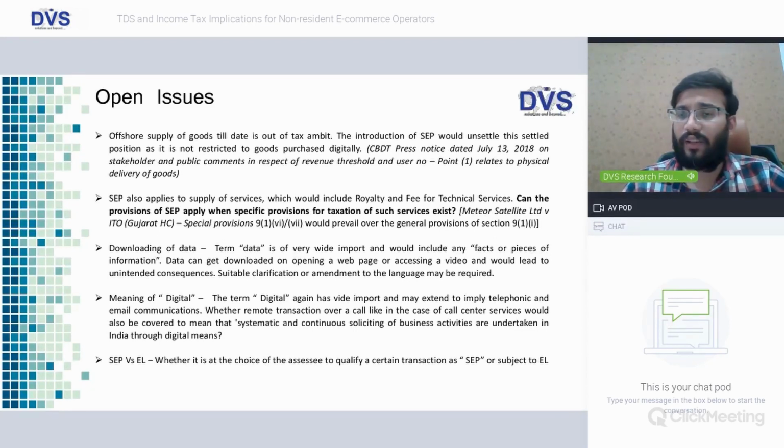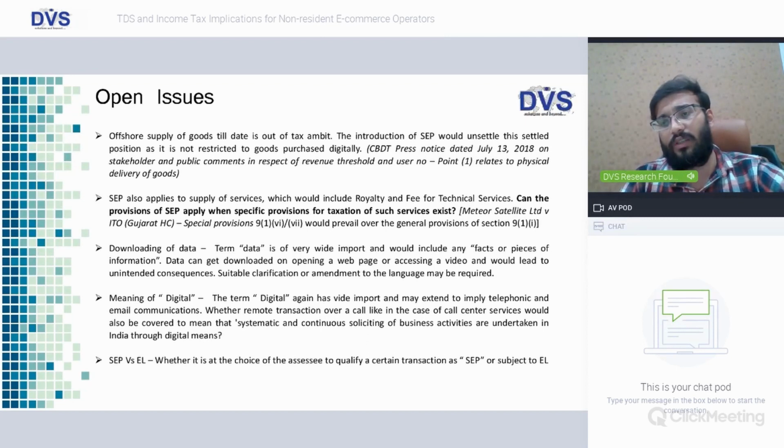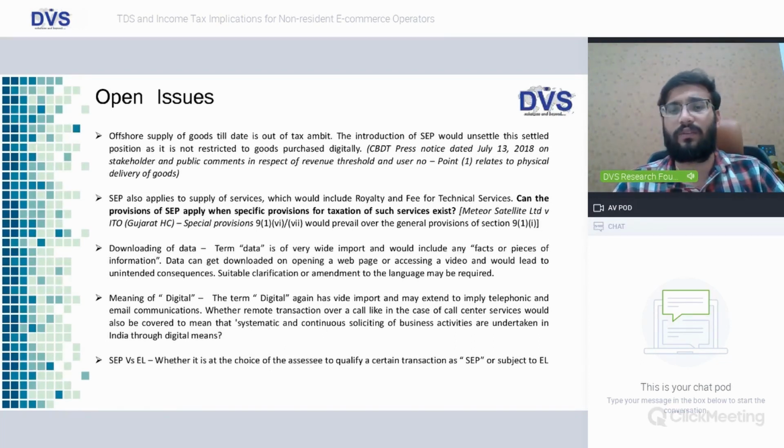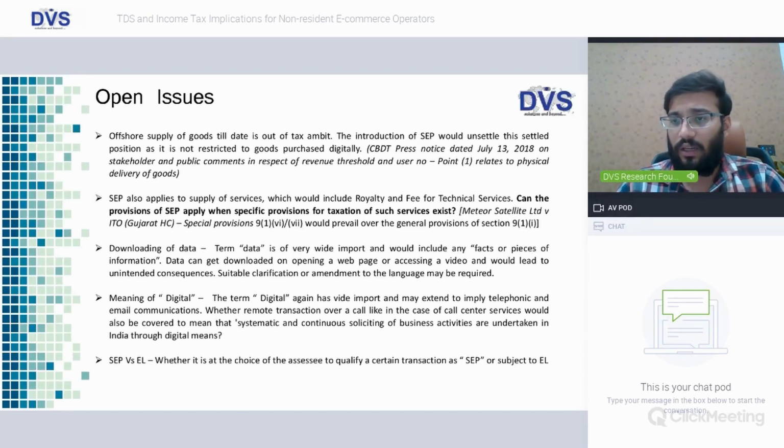SEP also applies to services, which includes royalty and FTS. But again, there are specific provisions relating to taxing royalty and FTS. If you see section 9(1)(vi) and 9(1)(vii), and also there are specific articles in DTAA which deal with royalty and FTS. So in this scenario, whether royalty and FTS would get triggered under significant economic presence, and whether we need to see PE for that, or it will fall under the specific inclusions of these items under specific provisions of 9(1)(vi), 9(1)(vii), or Article 12 or 11, as the case may be.